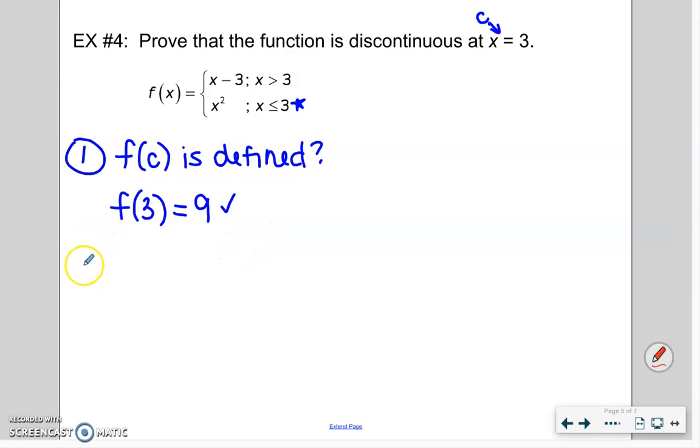So then step 2 is we're going to prove that the limit exists, which means, does the limit as we approach from the left equal the limit as we approach from the right?